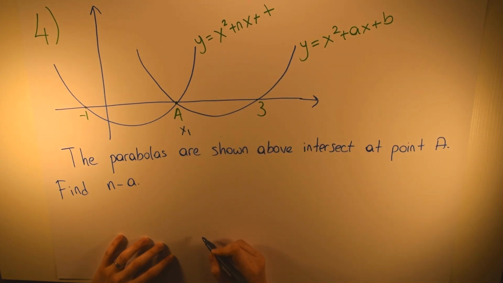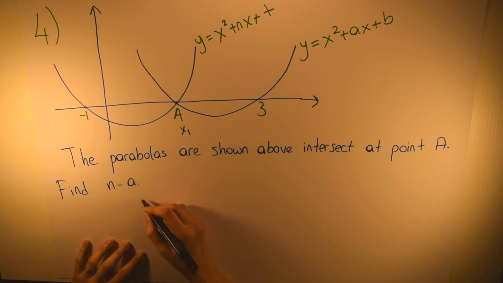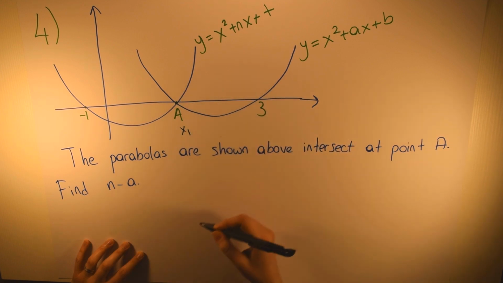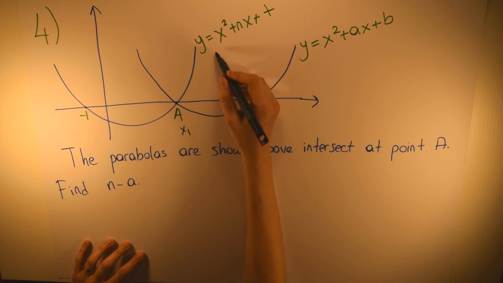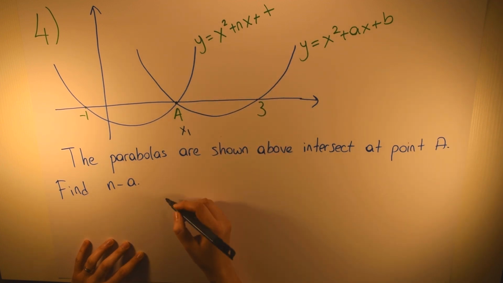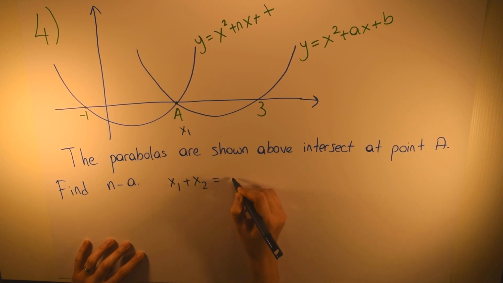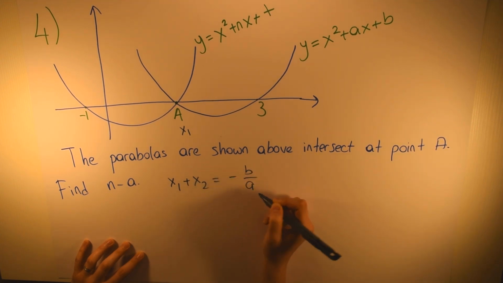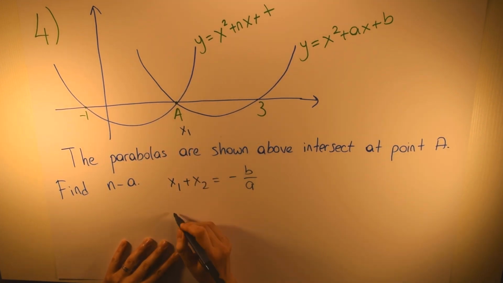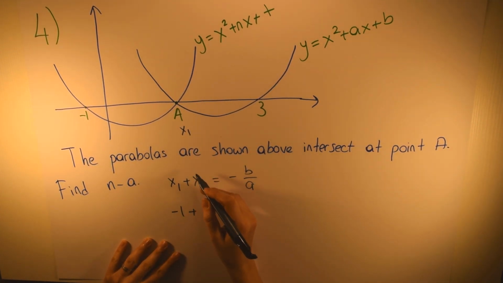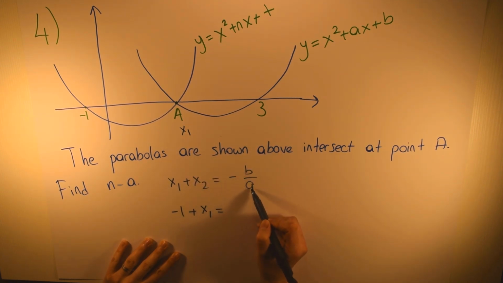So if I know the formula of x1 and x2, because I know the roots of these parabolas, I can use that formula. So let's do that. For the first one, what is the formula for x1 plus x2? It is equal to minus b over a, right? So here x1, our x1, is equal to minus b over a.